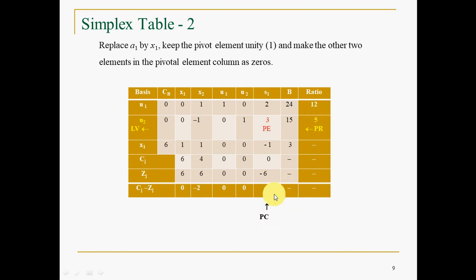Once you get the pivot column, you can get the ratio. How to get the ratio? Same old formula. Please note that ratio is B divided by the pivot column elements. 24 divided by 2, 12. How did we get this? 5 means 15 by 3. 3 divided by minus 1 is not defined. If it is negative or infinity, you have to discard and ignore it.